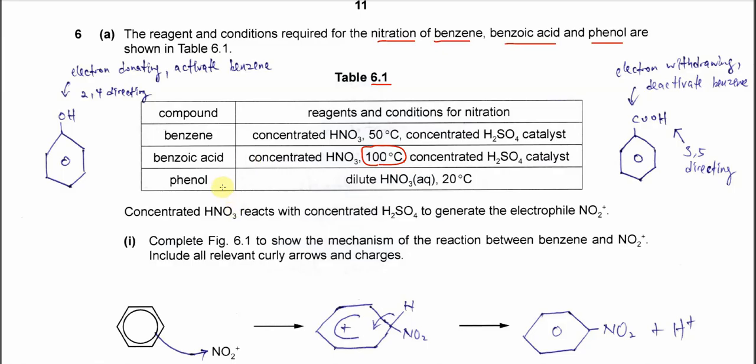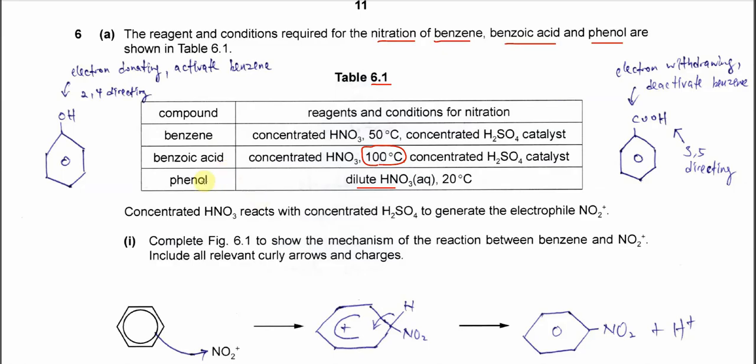For phenol, the reagent and condition used is just dilute nitric acid. No need to use concentrated acid. And the temperature is lower, about 20 degrees C. So this information is telling us that phenol is the one that's more likely to undergo nitration and is easier. Why? Later we're going to compare this and explain. Okay, I'll tell you later.